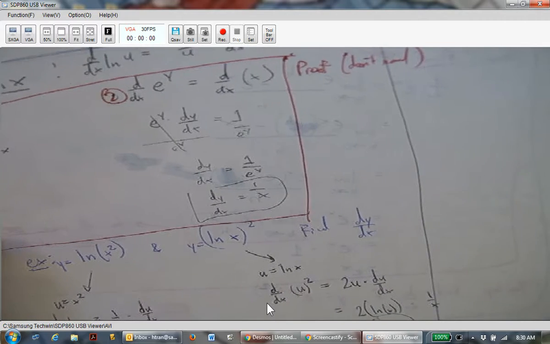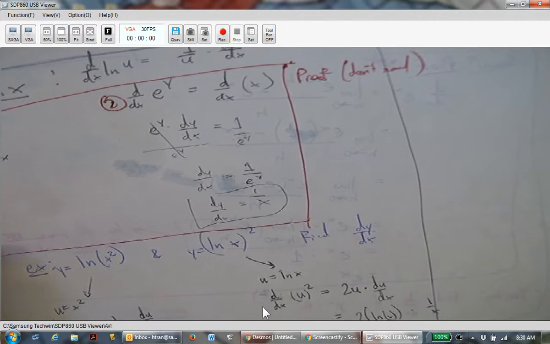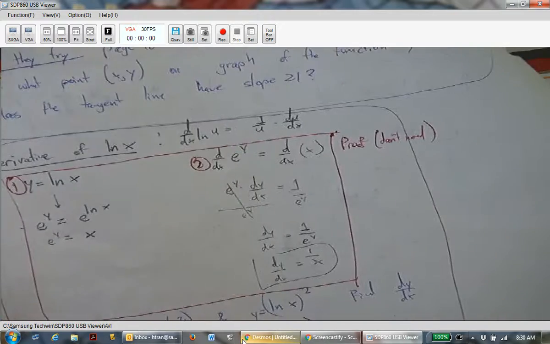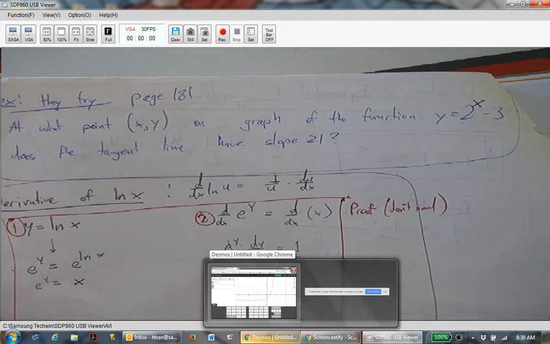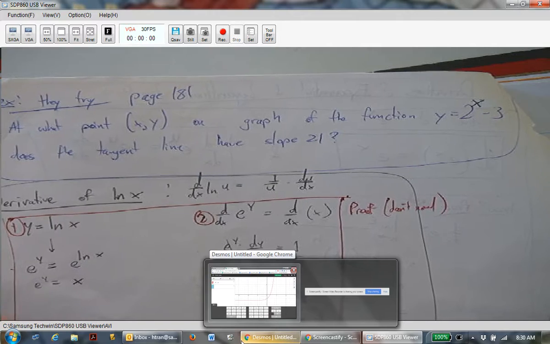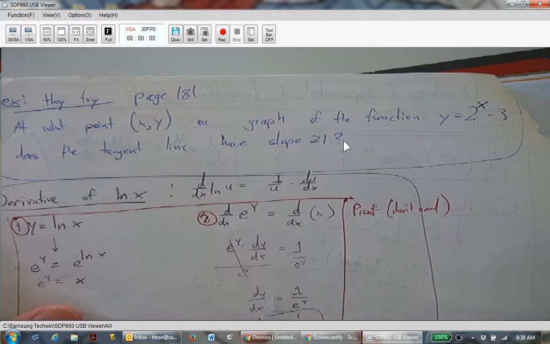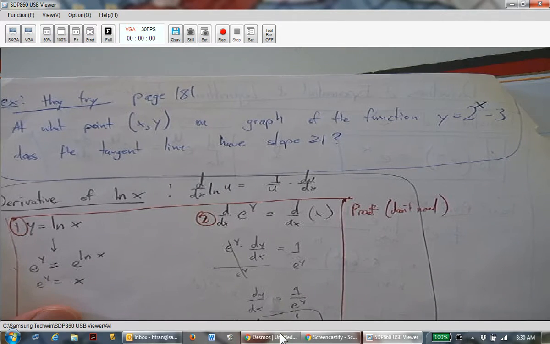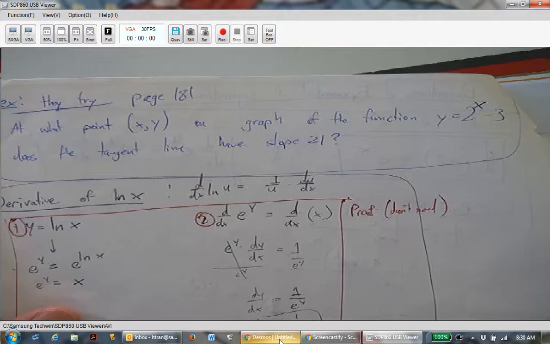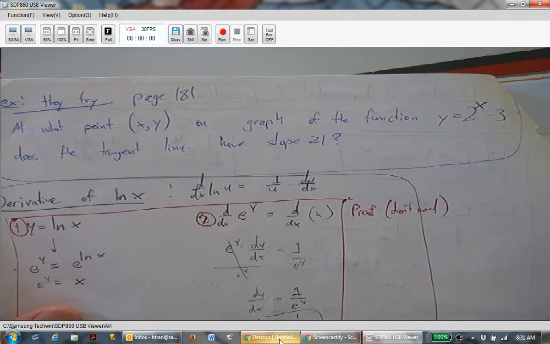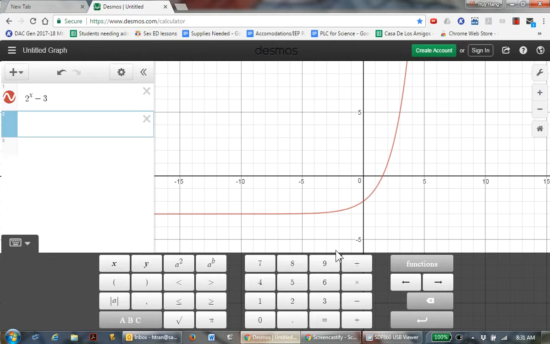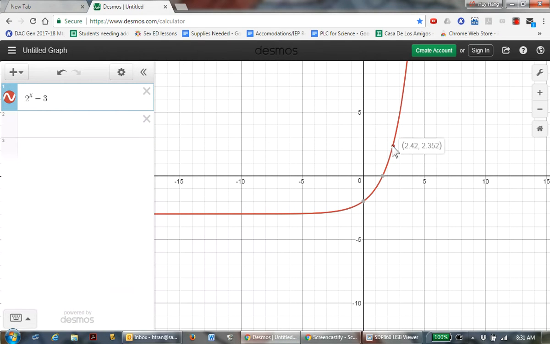Now, this I would say is a very common type of problem that they'll ask you, just to see where you're at in AP calculus. This is definitely going to be an AP problem. If I were making the AP exam, I would give you something like this. At what point x, y on the graph of the function 2x minus 3 does the tangent line have a slope of 21? What it's asking is at what point the derivative, or the slope at just one of these points, is going to be 21. Do you see what I'm saying?